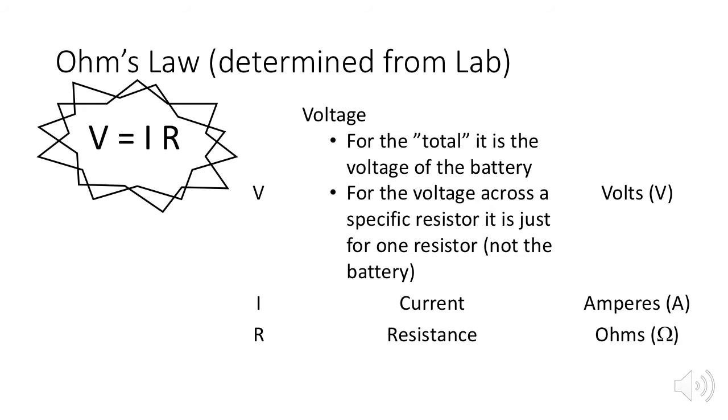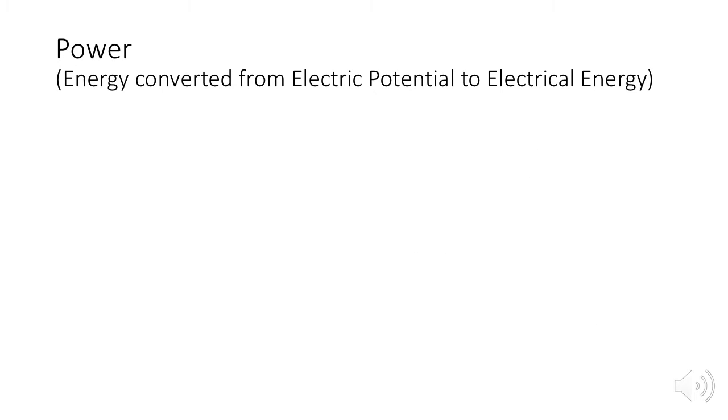Keep in mind for this, V stands for voltage. The units are volts. And the big takeaway from this is that if you're talking about the total current or the total related to the circuit, you're going to use the battery voltage. However, if you're talking about an individual resistor, this voltage applies to the voltage just across that one resistor and not necessarily the battery voltage. I is still current, it's measured in amperes, and R is resistance, which is measured in ohms.